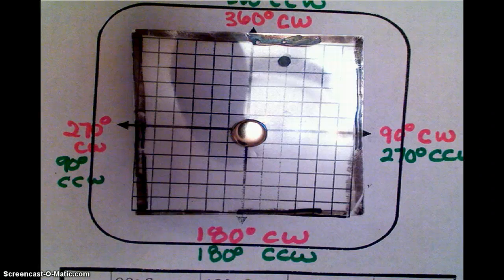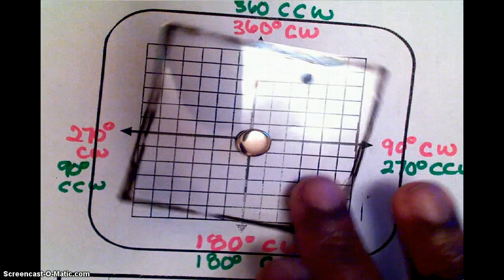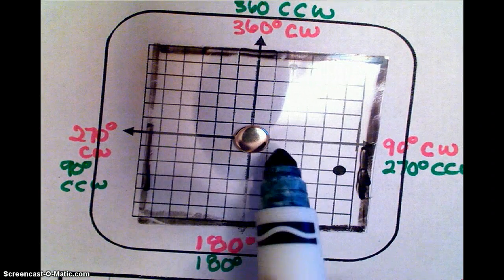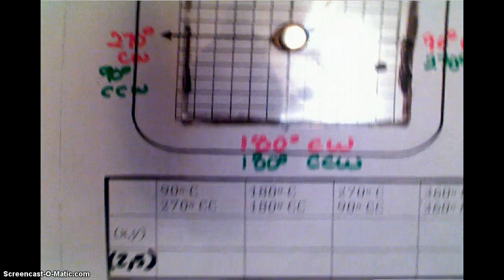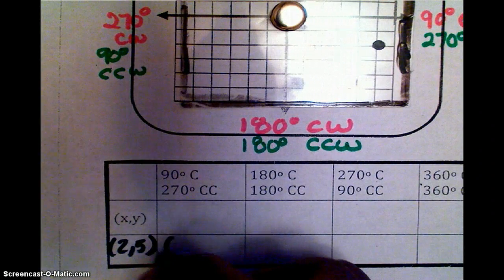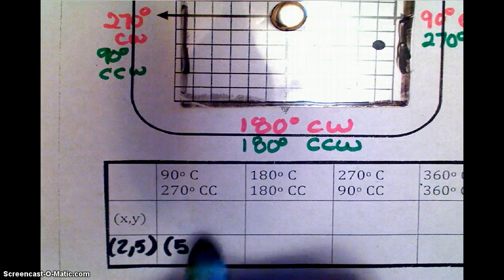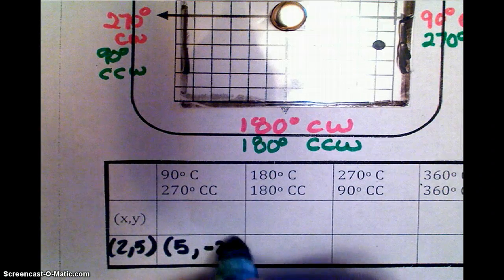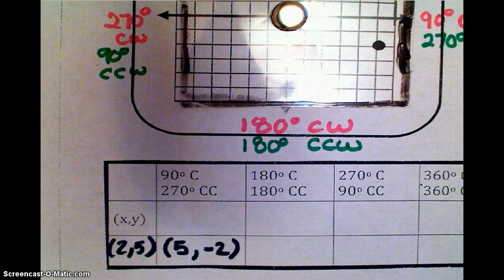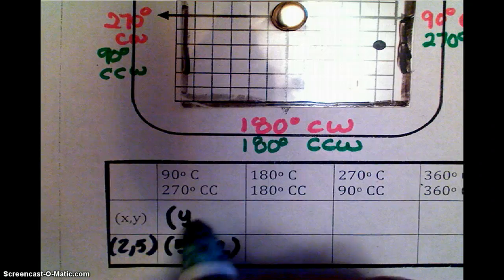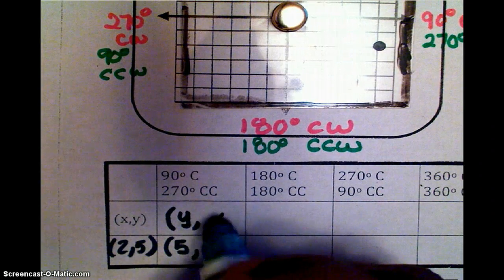Now, if I move that point 90 degrees clockwise, which is the same as 270 degrees counterclockwise, what happens to my point? Okay, I am now at 5, -2. So my new point is 5, -2. What do you notice about our X and Y? Our X and Y have switched spots. Okay, the Y is now where the x used to be, and the x is now where y used to be.